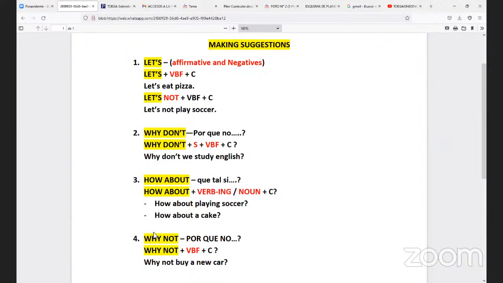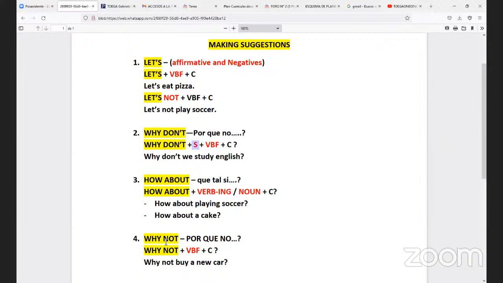The last one is "why not?" Why not? And you can see that this is similar to the second, "why don't?" ¿Por qué no? Why not? ¿Por qué no? These both in meaning are the same, but in structures, we use "why don't" always with a subject.